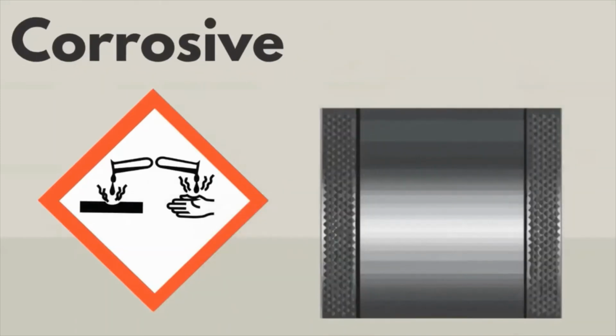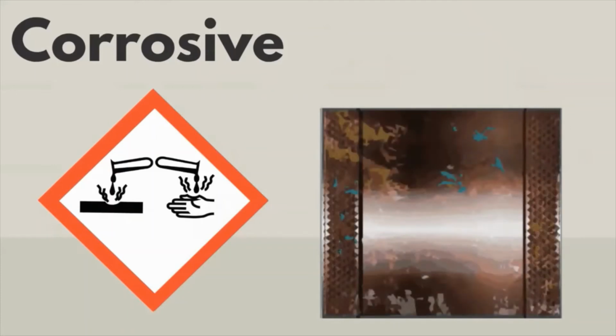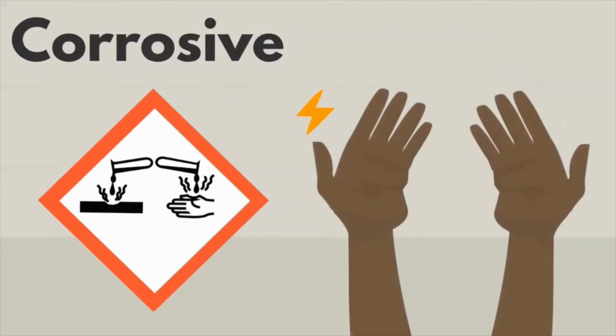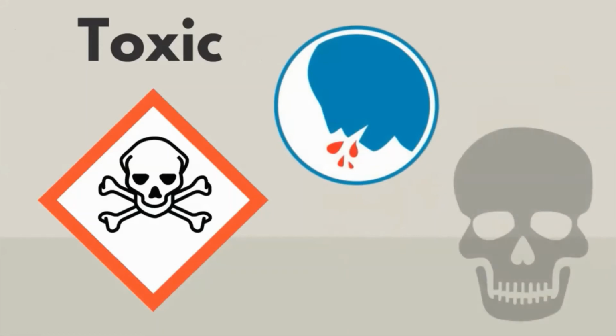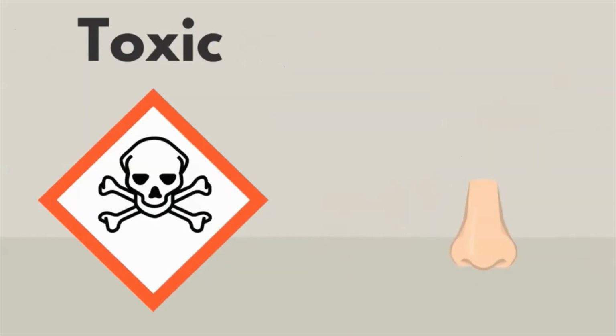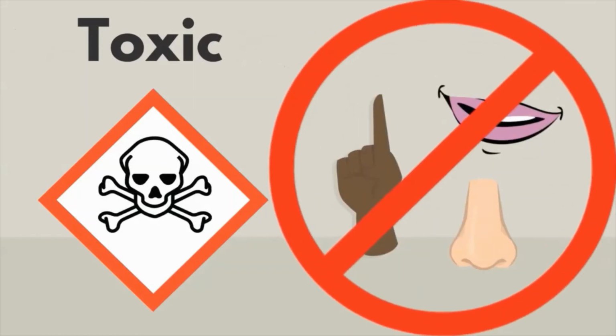This symbol means that the product is corrosive. Corrosive products can damage metal. It is also dangerous if it touches your skin or eyes. You must use protective equipment when using corrosive products. This symbol means the product is toxic. It can make you sick or kill you if you breathe, touch, or swallow it.